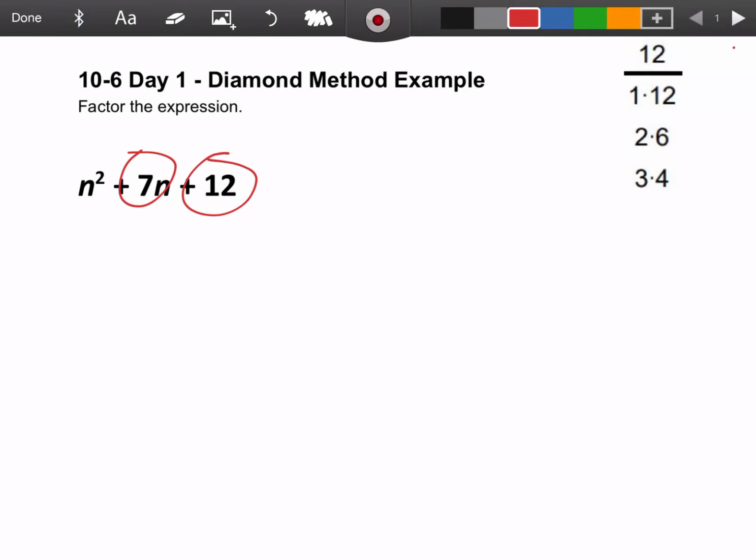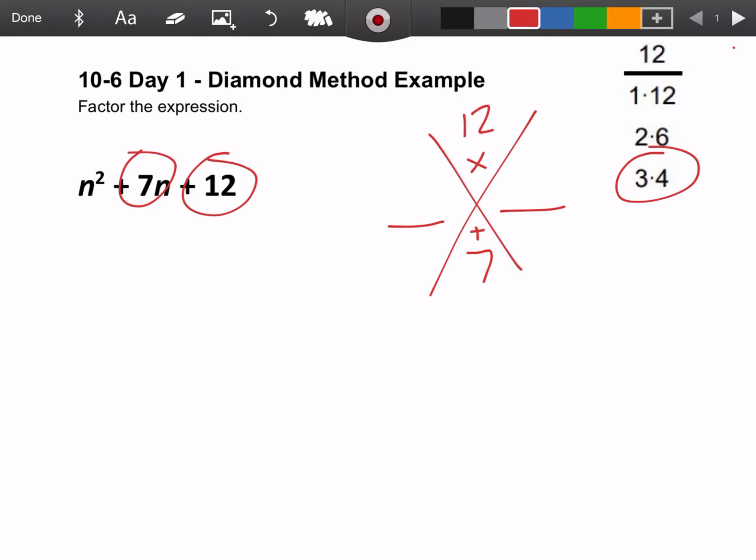So we have to take a look at our last number of 12 and our middle number of 7. This is called the diamond method. We're going to create kind of a diamond looking thing here. We have 12 and 7. We have to find two numbers that multiply to 12 and add to 7. If you take a look at your factor sheet with 12, hopefully you can see that 3 and 4 are those two numbers, because 3 times 4 gives us 12 and 3 plus 4 gives us 7. Then we can split this expression up into two different sets of parentheses. One is going to be n plus 3, and the other is n plus 4.